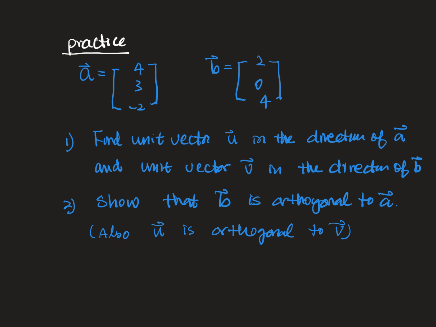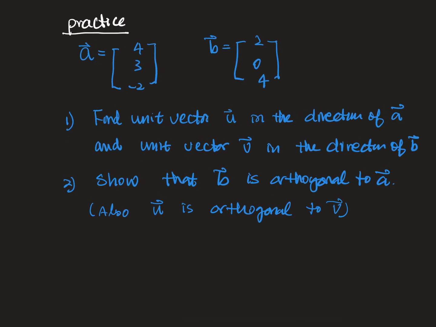Let's do a practice question. Practice problem here: A is an R3 vector, B is an R3 vector. Let's find the unit vectors first, guys. The unit vector u is 1 over the length of A times the A vector. That's the unit vector in the direction of A. The unit vector v is 1 over the length of B times the B vector. We're going to find each unit vector.